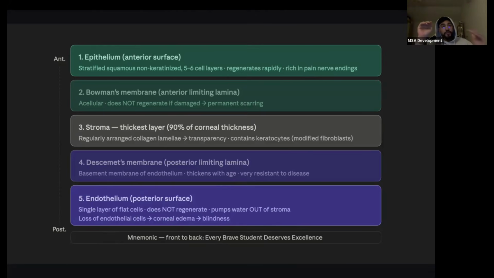Okay? If you lose your endothelial cells, you will have corneal edema, right? So you will have blindness. Why corneal edema? Because it helps pump the water out of the stroma. So if it's not working, the water is going to build up within the cornea, right? And then you're going to have blindness. Okay?